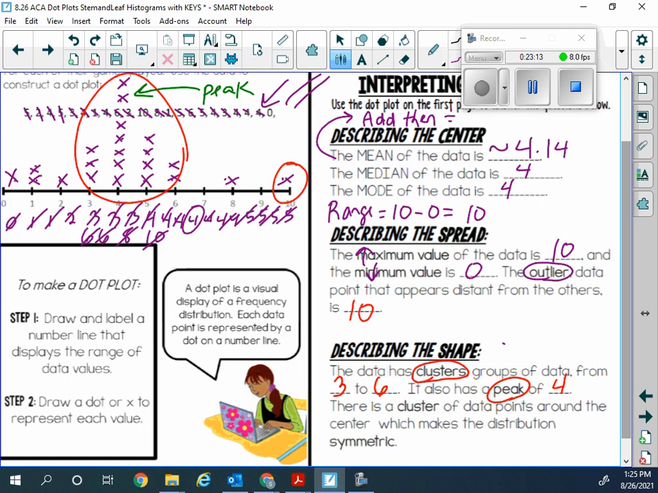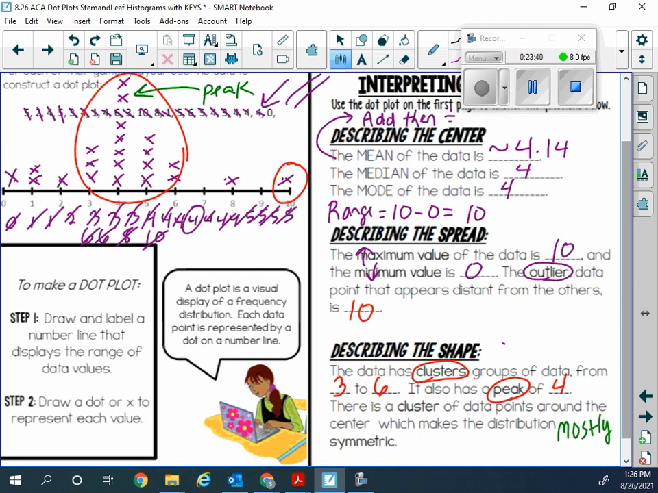And then it says that there's a cluster around the center. And that makes it, I want you to add a word here, mostly symmetric. Who remembers what the word symmetric means from 5th grade? What does it mean? Like the same. The same where? On both sides. That's what I was looking for.